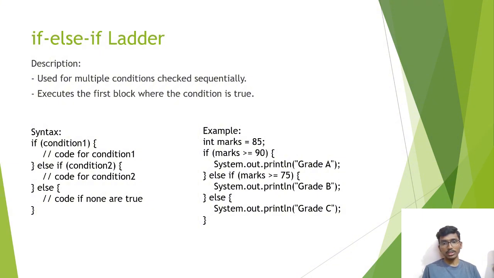If not, we'll get to the else if statement. It will check another one. If the first condition is not true, marks greater than or equal to 75, it checks this condition. If it is true, we'll get grade B printed. If both the conditions are false, then the last statement, that is the else statement, will be printed as grade C. And this was the code example for the if-else-if ladder.